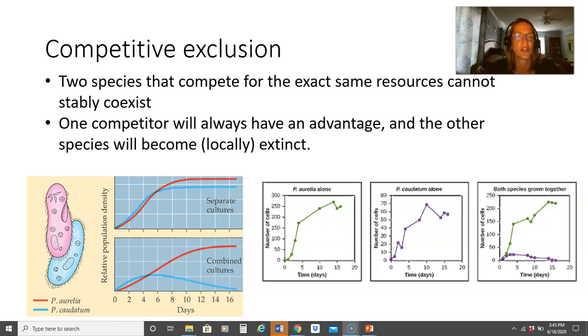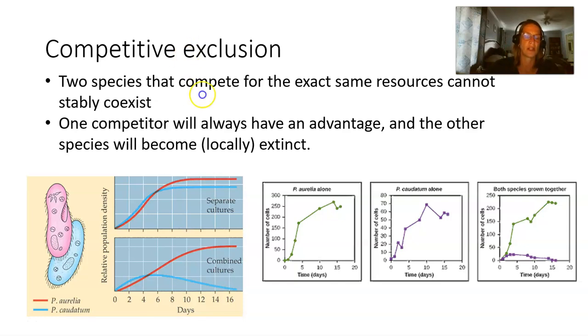So in competitive exclusion, if you have two species trying to gain access to the exact same resources, one species will always win and the other species will always go extinct, or at least locally extinct wherever these two are competing. So here's a classic experiment with two species of paramecium. Paramecium are single-celled protists. You probably have studied these a little bit before. Like I said, they're small. They're single-celled organisms, and they eat bacteria.